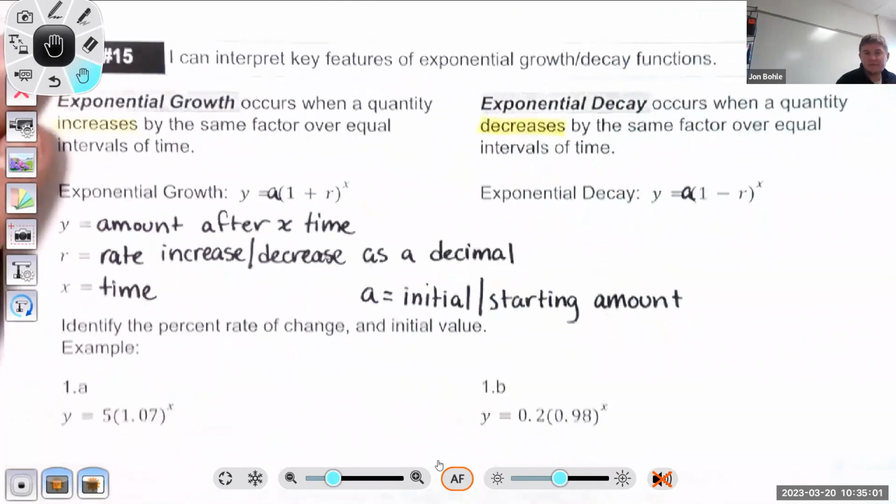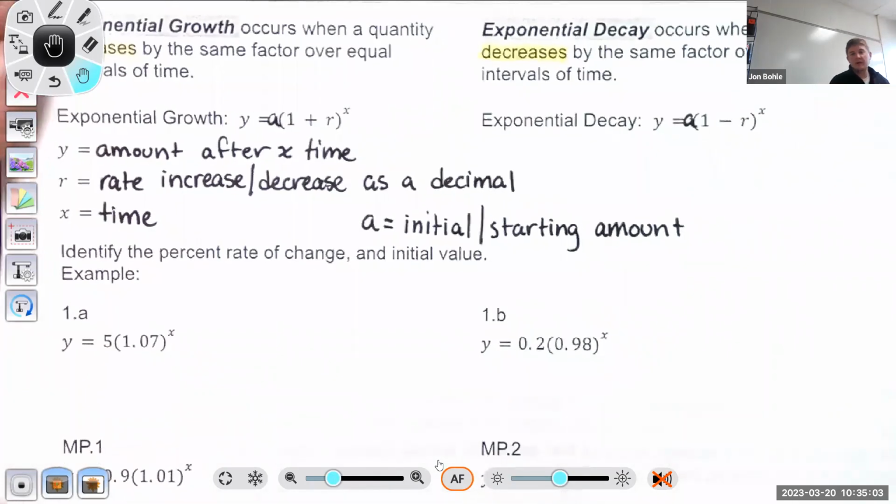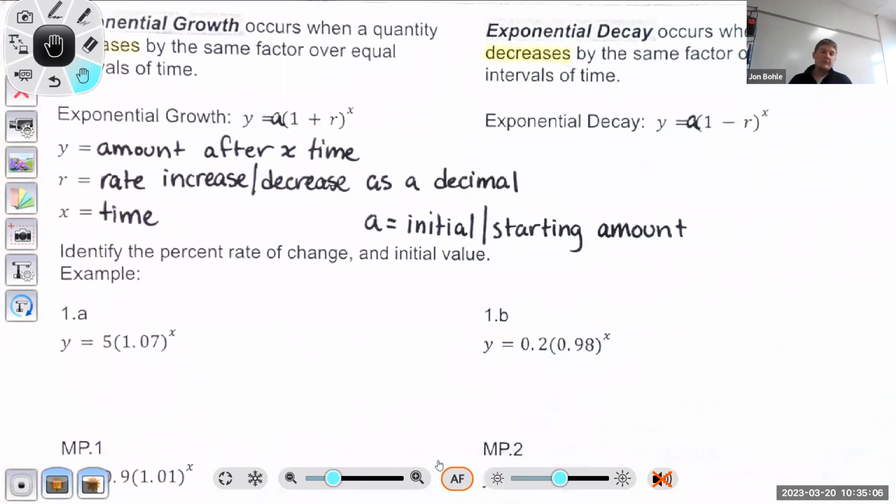First off, as I look at 1A and 1B, I want to find the percent rate of change and the initial value. It might be helpful to be able to identify 1A and 1B as growth or decay. Does anybody remember how to identify one of these as growth or as decay? We did that. That was one of our transformations. So in the previous section, we found A, B, H, and K. How could we tell if it was growth or decay?